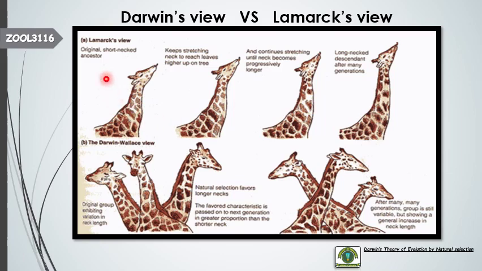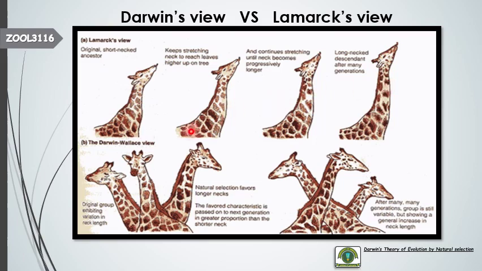Here you can easily see Lamarck's view: the original population of giraffes had short necks, right? They are the ancestral giraffes. Because of the scarcity of grass on the ground, they needed to take their food from tall trees, so they tried to stretch their necks to reach the tall trees. By continuous stretching the neck becomes progressively longer, and according to Lamarck, this trait of the longer neck because of stretching would pass on to the next generations, and the descendant generations would have long-necked giraffes.